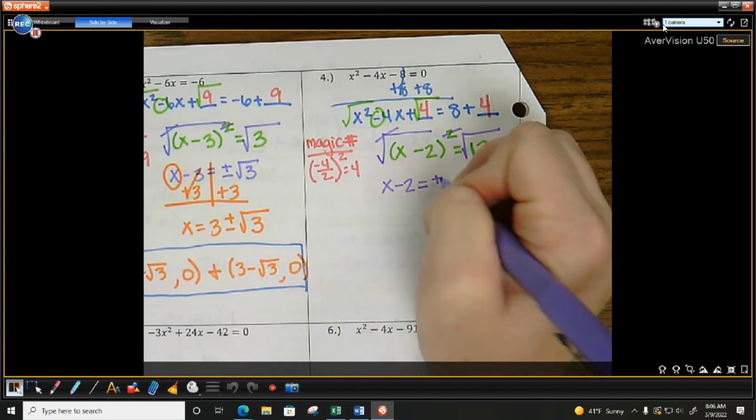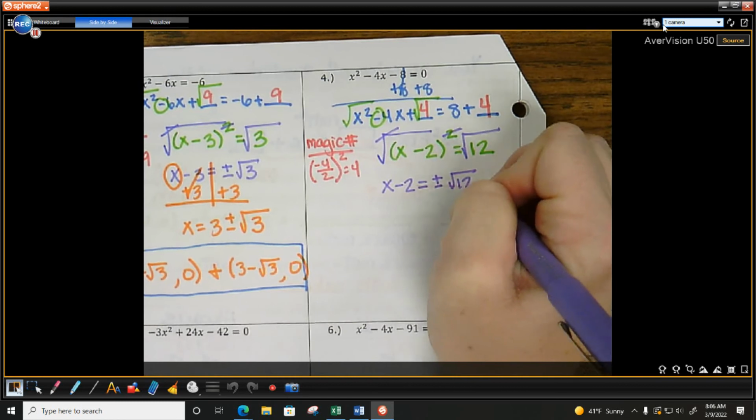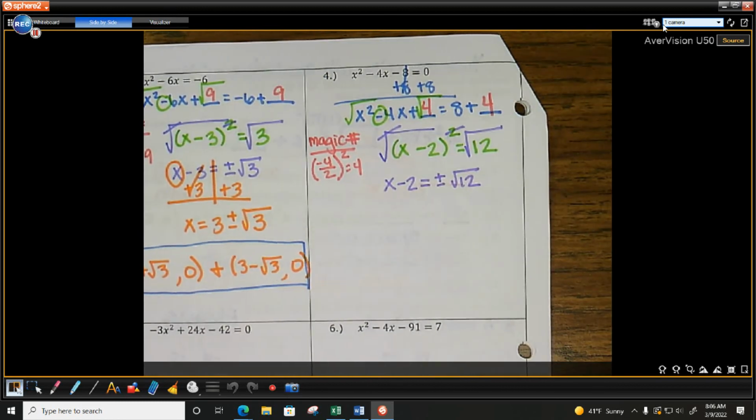Does the square root of 12 simplify, guys? Yes, what is 12 divisible by that's a perfect square? Let's make a list of our perfect squares on the board. What's 1 squared? But do we need to really do that? No, because everything's divisible by 1. What's 2 squared? What's 3 squared? What's 4 squared?